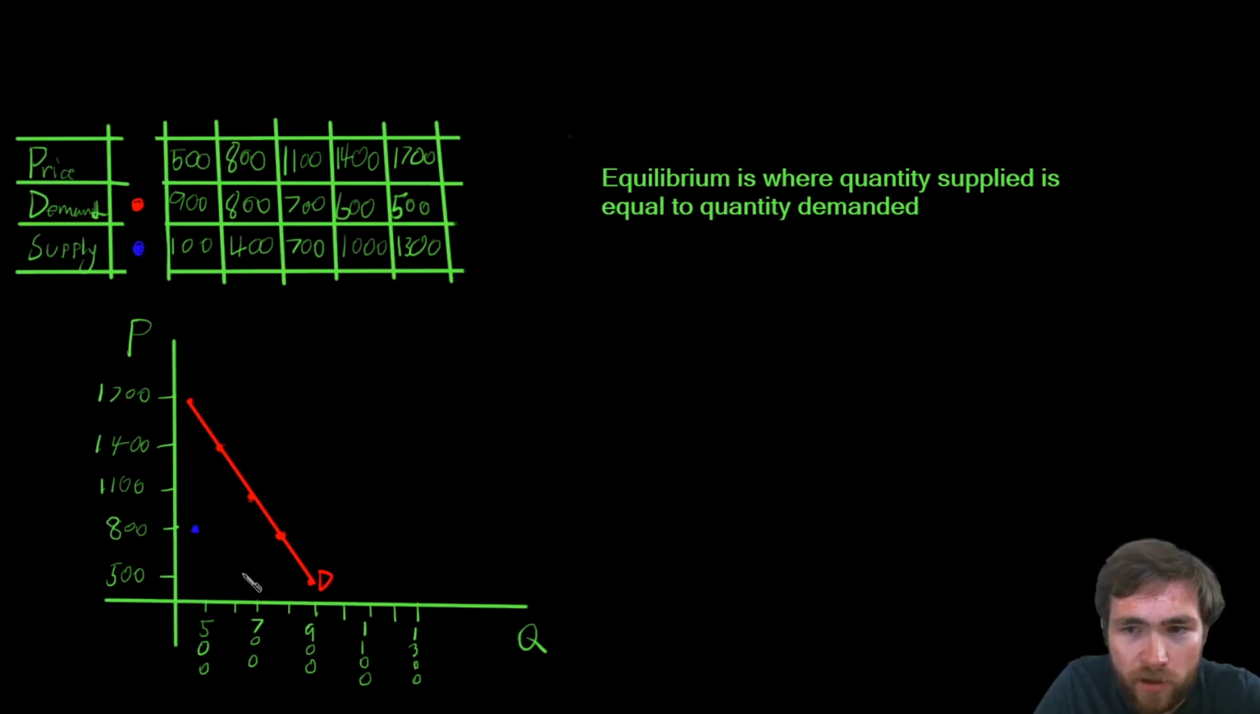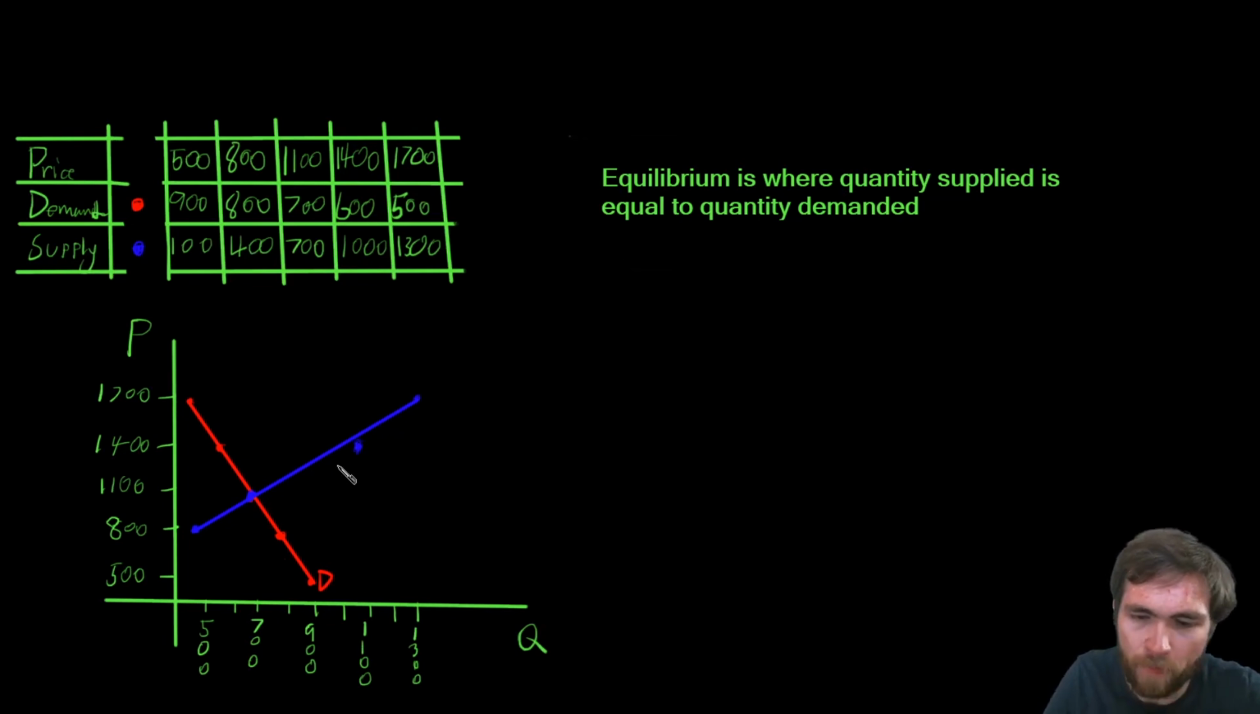At a price of 1,100, they supply 700 units. At 1,400, they supply 1,000. It's right about there. And at a price of 1,700, 1,300 units are supplied, 1,300 bikes. And so this gives us our upward sloping supply curve. That point is a little bit off, but it should lie along the straight line. So this is our supply curve.